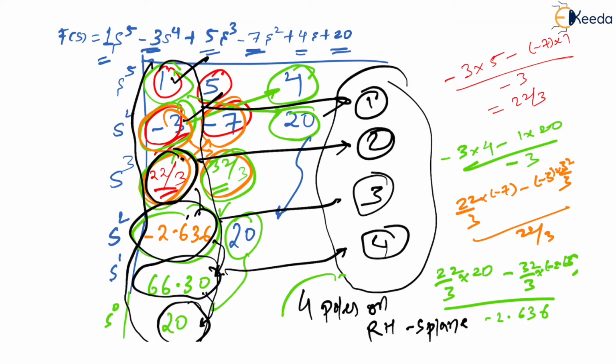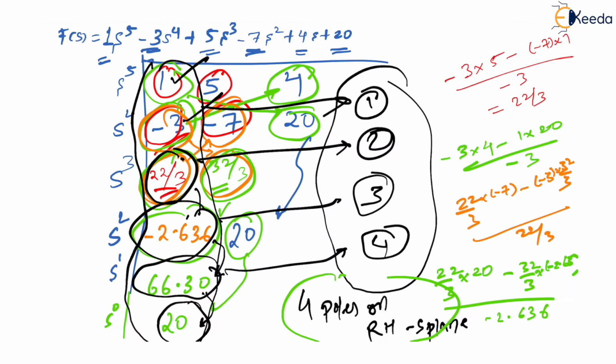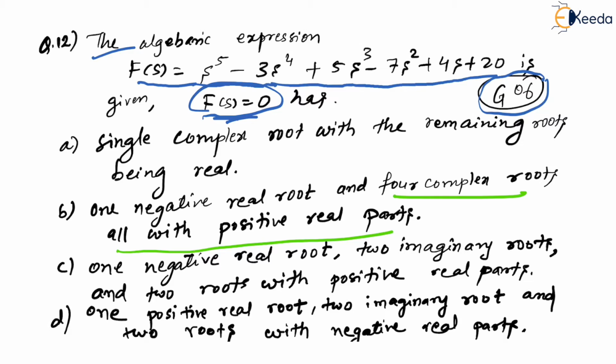So we have seen that there are four poles on the right half of the S plane, which means there are four poles having positive real parts, right? So there are four complex poles which have positive real parts. And definitely you have a total of five, out of which four are on the right half of the S plane. So one should be on the left half, which is the negative real axis. So this is option B. Option B is the correct answer.